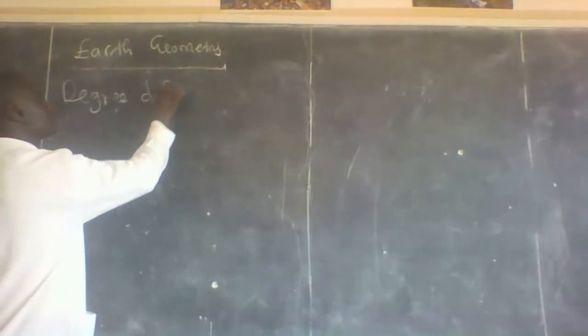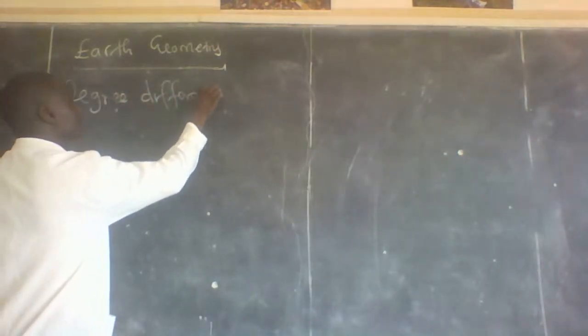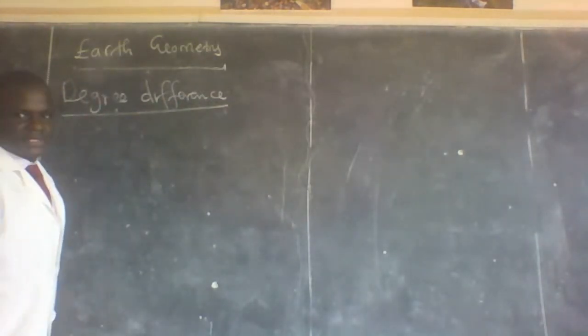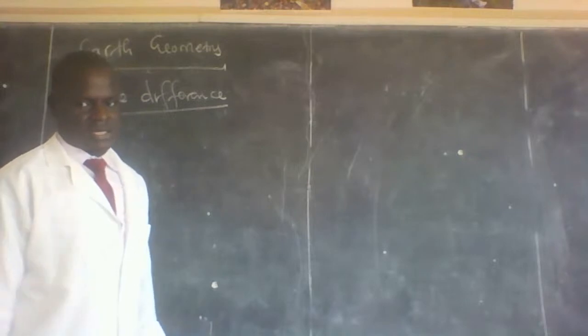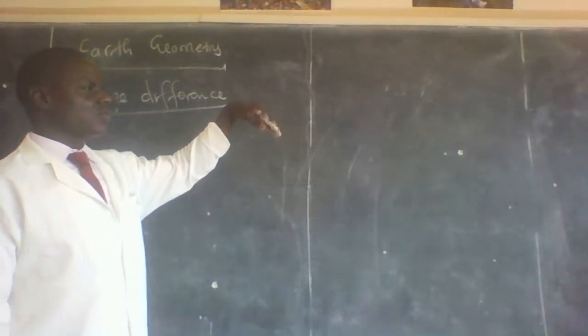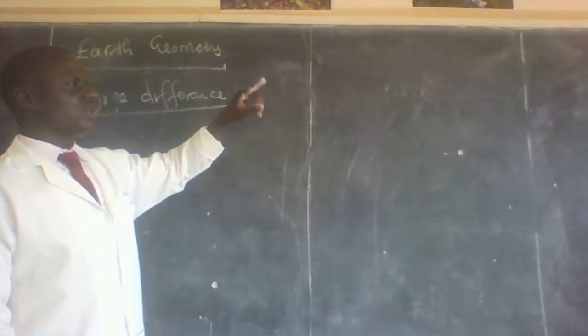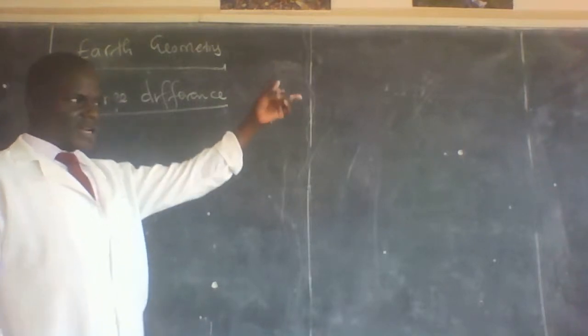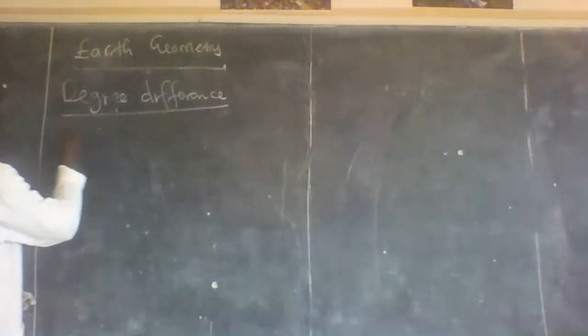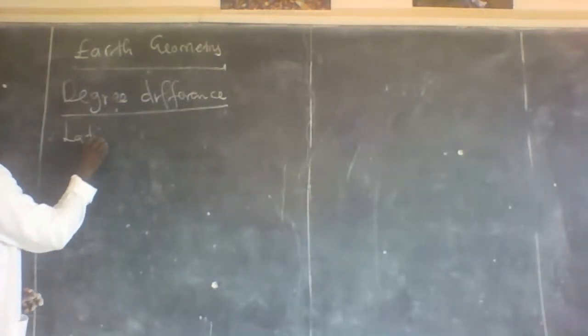Degree difference. That is the last concept that we're going to look at today. The difference in those degrees. But we're not going to look at the degree difference between a point which is standing on a different longitude and a different latitude. That's going to be a bit tricky. So I'm going to pick only, we can start with latitudes.